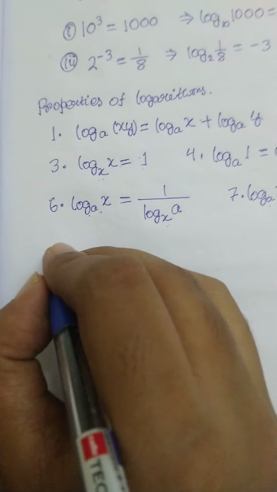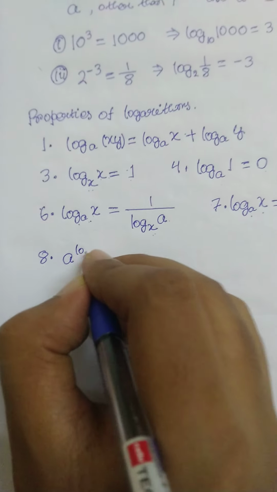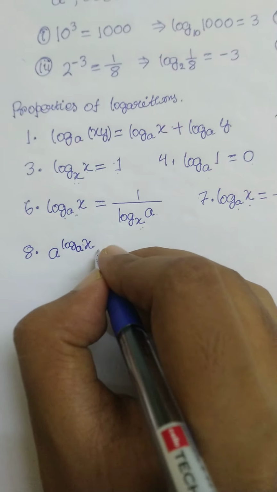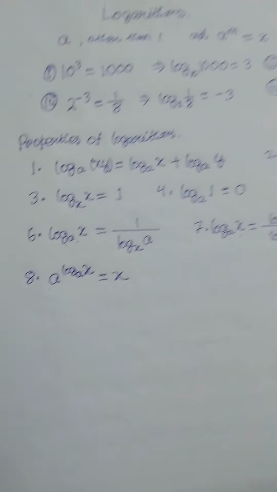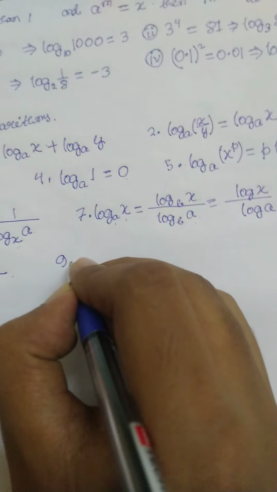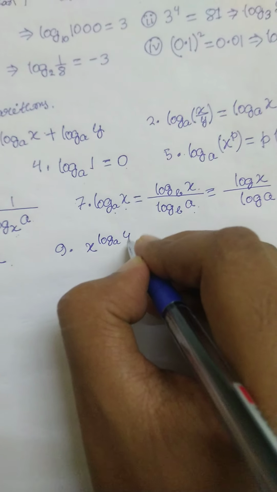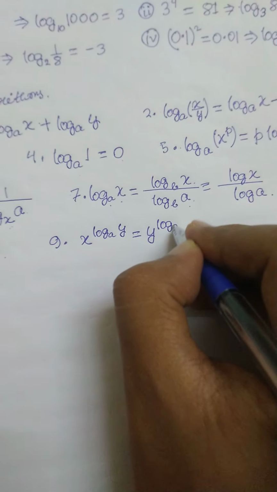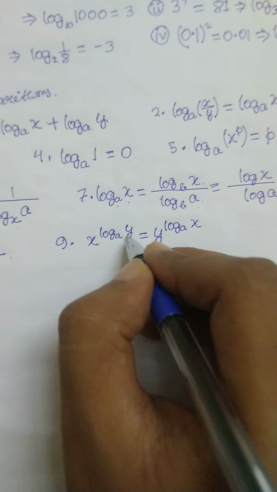Now coming to the next property. I remember this property was in the school level program: a to the power log base a of x is equal to x, and a to the power log base a of y is equal to y. Just see that this y is here and x is here.